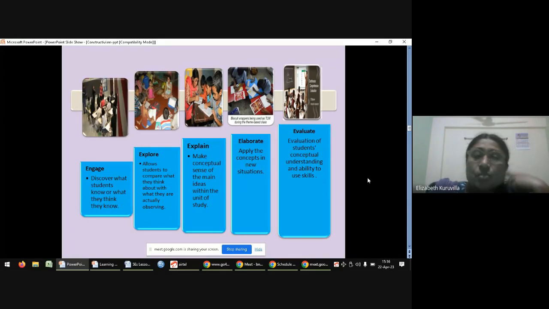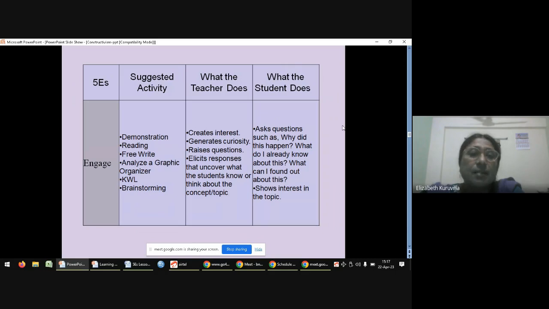Explore means allow students to compare what they think with what they are actually observing. So you can see here the students are observing and then they are thinking. Explain: make conceptual sense of the main ideas within the unit of study. Elaborate: apply the concepts in new situations. Evaluate: evaluation of students' conceptual understanding and ability to use skills. So these are the 5 E's of a constructivist lesson plan.